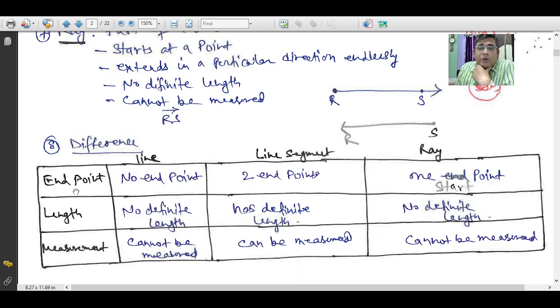With respect to end points, for a line there is no end point. A line segment has two end points, a start point and an end point. A ray has only one start point, no end point. With respect to length, a line has no definite length; you cannot measure it. A line segment has a definite length. And a ray has no definite length because it starts from one point and goes endlessly in the other direction. This is also a ray. It starts from S and goes to this side.